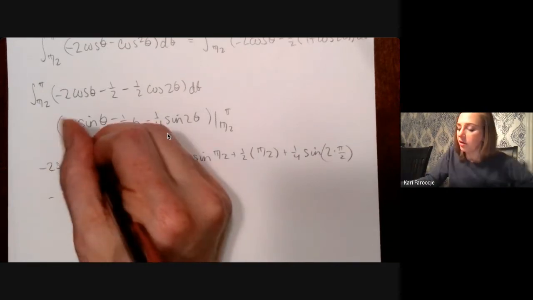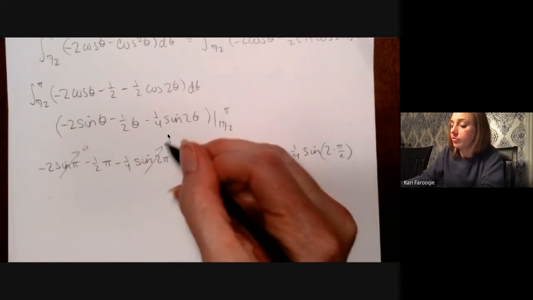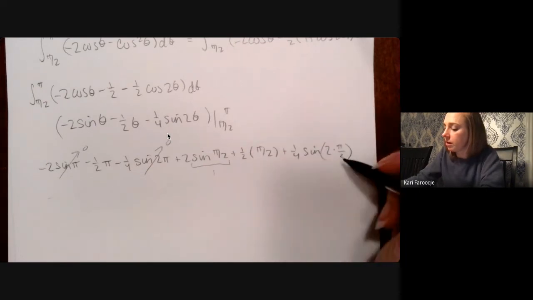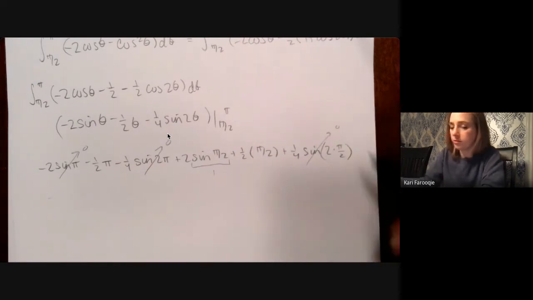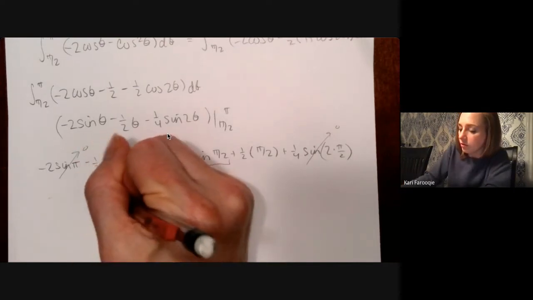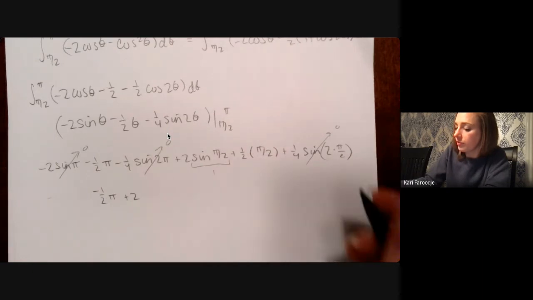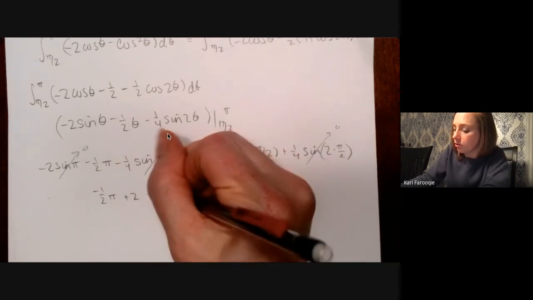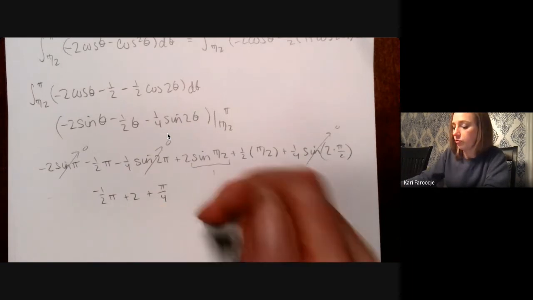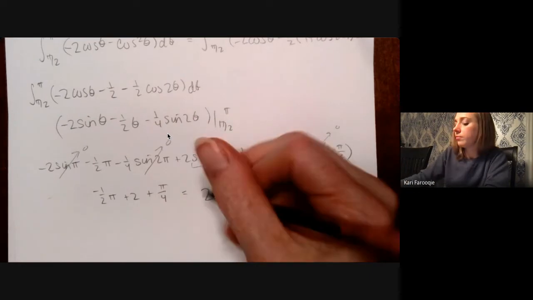So the sine of pi is 0. The sine of 2 pi is also 0. The sine of pi over 2 is 1. And this will be the sine of pi, which will give you 0. So we have negative 1/2 pi plus 2, and then plus pi over 4. So negative pi over 2 plus pi over 4 leaves us with a negative pi over 4.